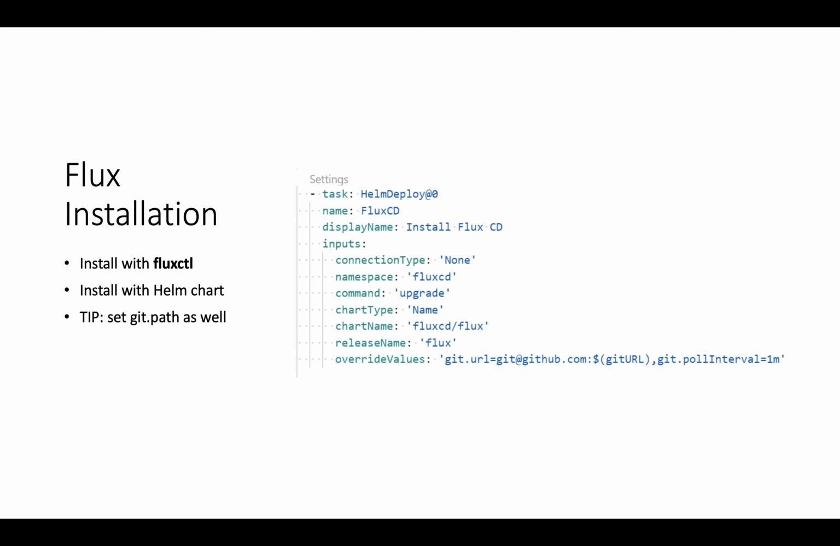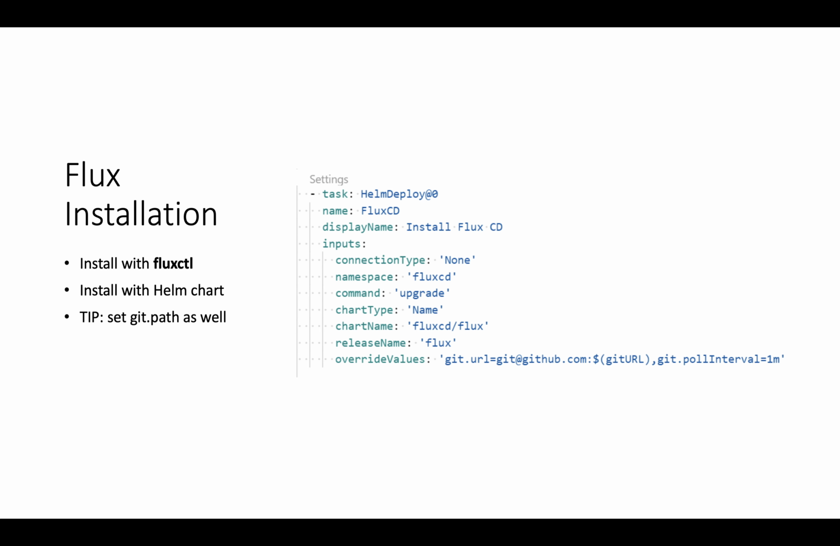Now the Flux installation is very simple. I'm not going to go very deep in that. You can install it with fluxctl, which is a command line tool you can just download and install on your system. You can install it on Mac. You can install it on anything you want basically. Not on Windows, I think. Or you can install with a Helm chart, and in this case this is a Helm chart deployed by Azure DevOps, just to show you that is possible as well.